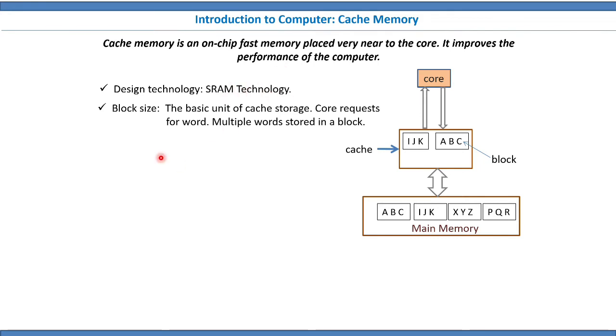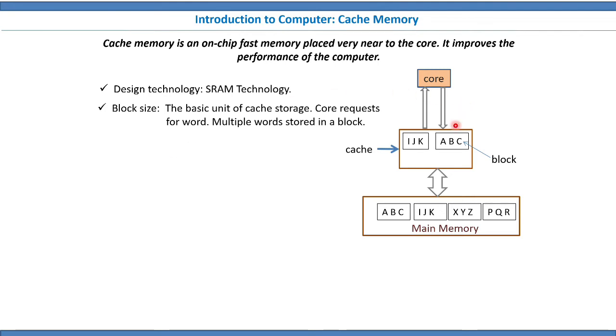Next point is block size. I think in the previous slide I have already explained the concept of block size. Whenever the core requests data, it will normally request a particular word, but cache normally deals with a chunk of data called a block. Why this? To get the benefit of spatial locality. So that is called block size. Normally block sizes are 64 bytes or 128 bytes, or sometimes 32 bytes, but the standard size is 64 bytes.